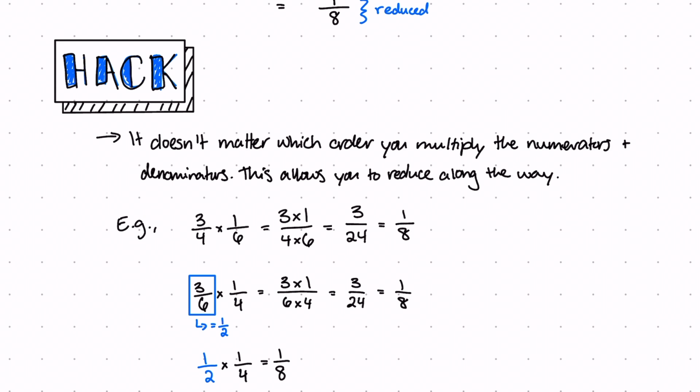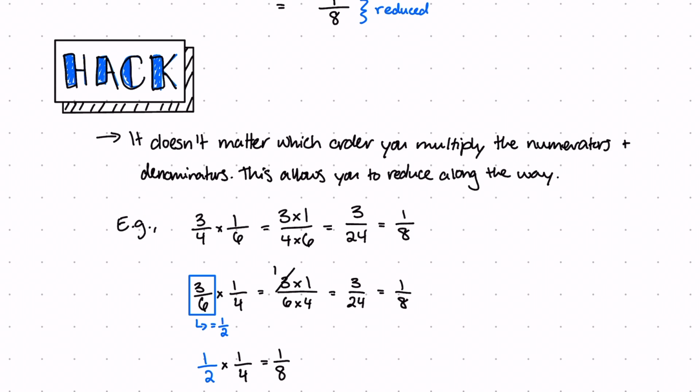So what you can do is by looking at the fraction, you can quickly see what you can cancel out. So what do I mean by that? If we look here, we see 3 over 6. 3 and 6 are both divisible by 3. So right away, we can do 3 divided by 3 is 1, 6 divided by 3 is 2, and right away we get 1 times 1 over 2 times 4.